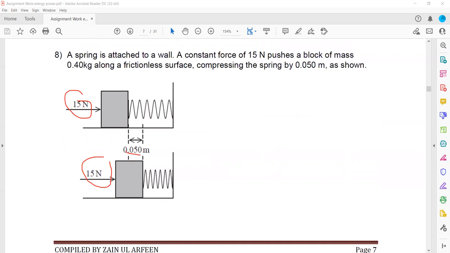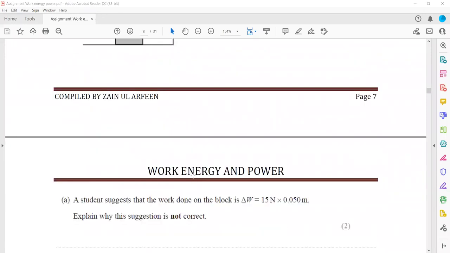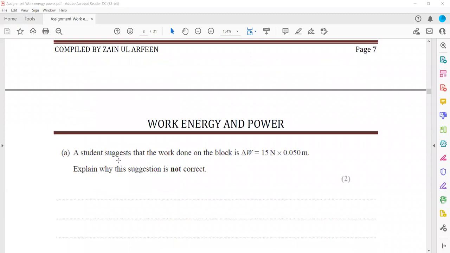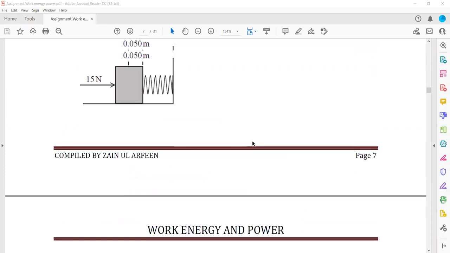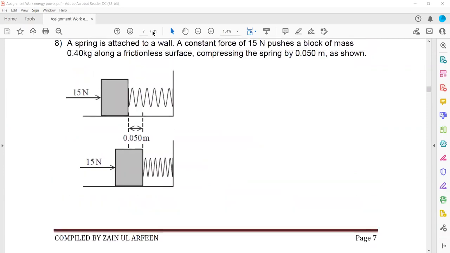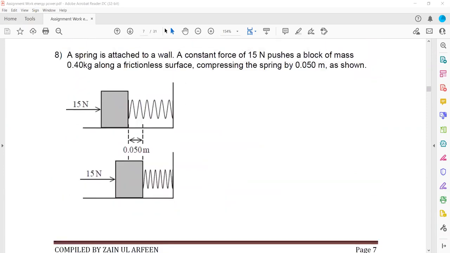So he suggests that the work done on the spring is equal to the force 15 and 0.05. The student is saying the work done on the block is 15 into 0.05. Explain why this is not correct. Basically, two reasons are there. That's why it is a 2 mark question.